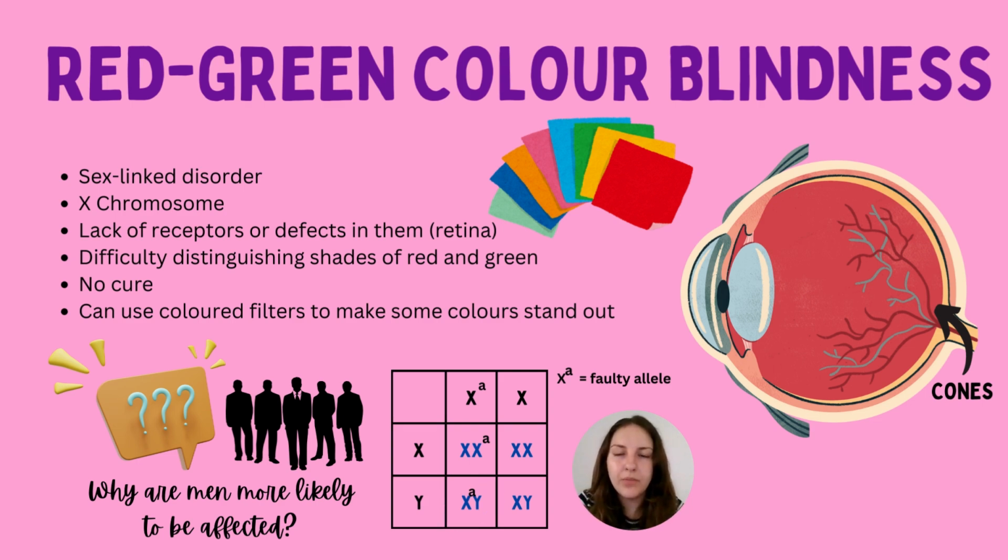So for example, we've got the mum and the dad, we've got XX. The mum has the allele that's faulty, but does not have the condition herself because she has another X chromosome. The father has an X and Y chromosome, of course. Now you can see that there are 4 offspring in blue that could have the probability of having the red-green colour blindness. The women, one of them is a carrier, one of them is not.